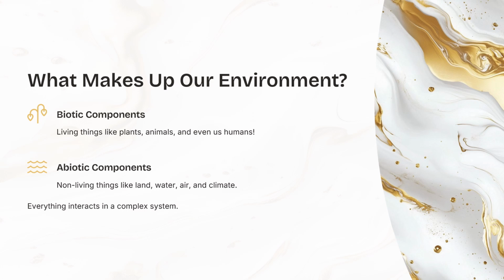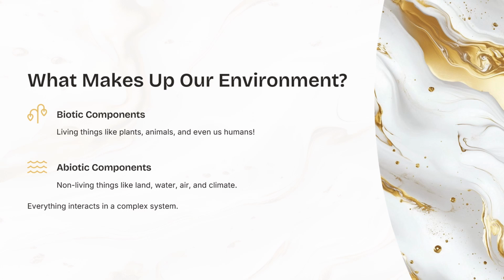What makes up our environment? There are two components which make our environment: biotic component and abiotic component. So what's the biotic component? It includes all living organisms around us such as trees, microbes, insects, birds, people, etc. These living organisms are known as biotic components of the environment.